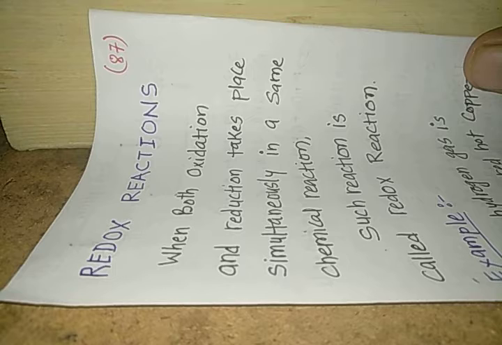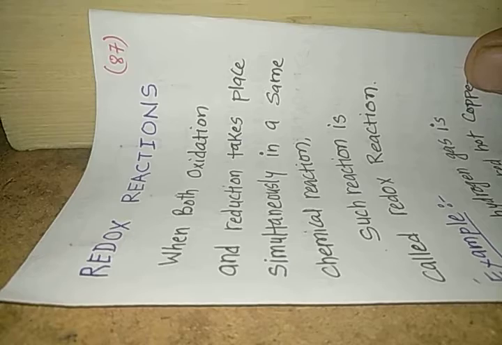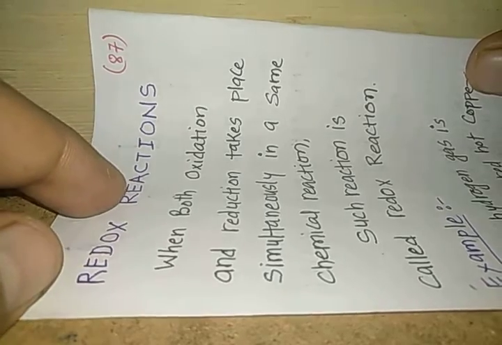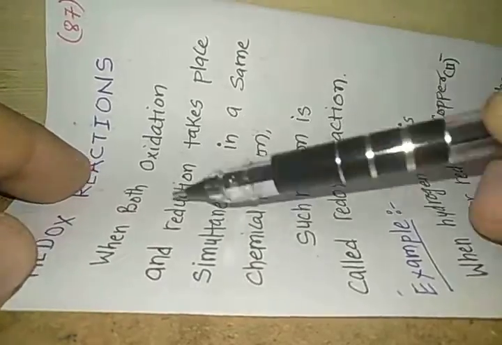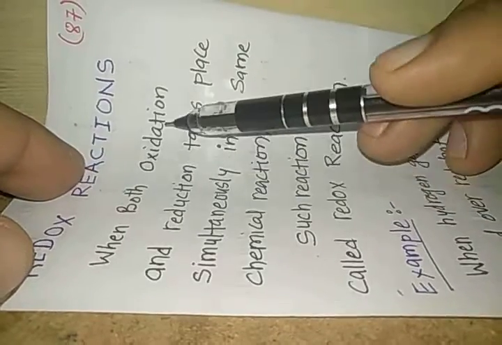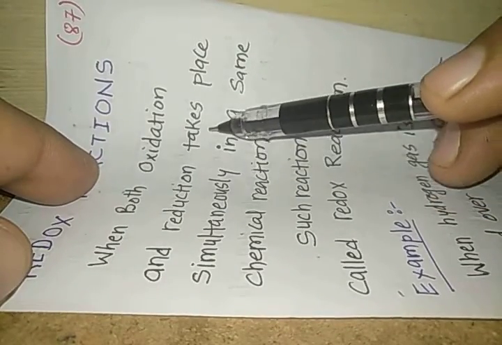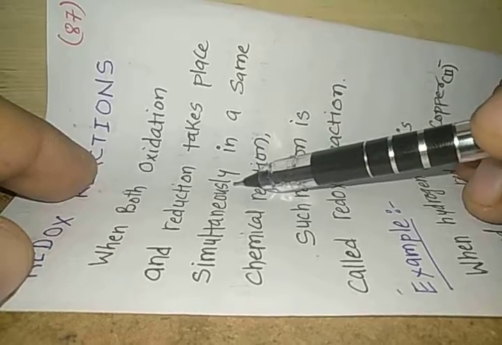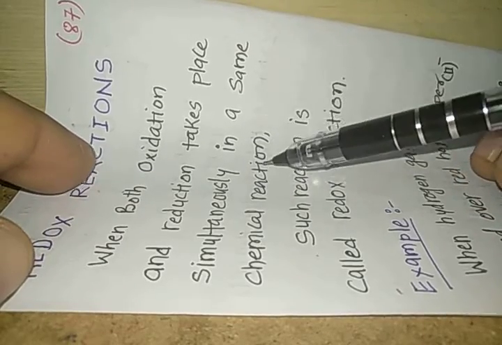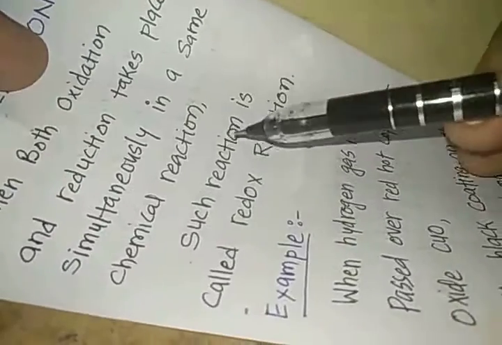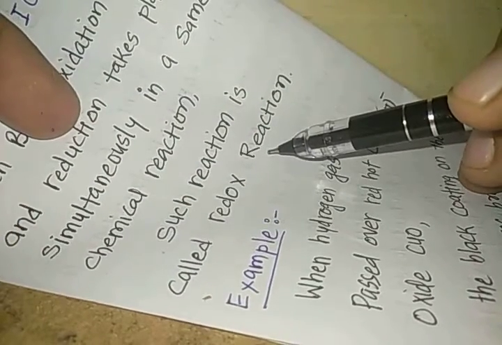We have seen and studied the examples too. Now today we want to study about the Redox reactions. So let us see the definition of the Redox reaction. When both oxidation and reduction take place simultaneously in the same chemical reaction, such a reaction is called a Redox reaction.